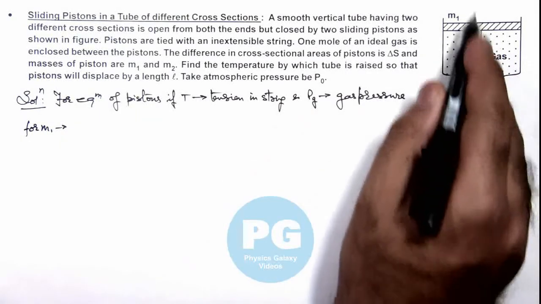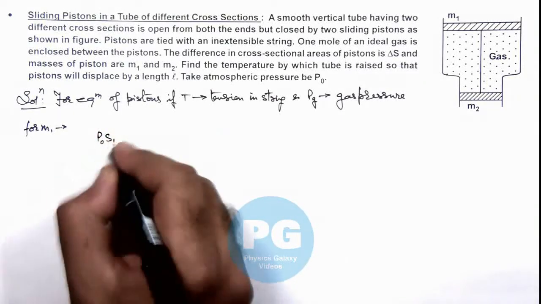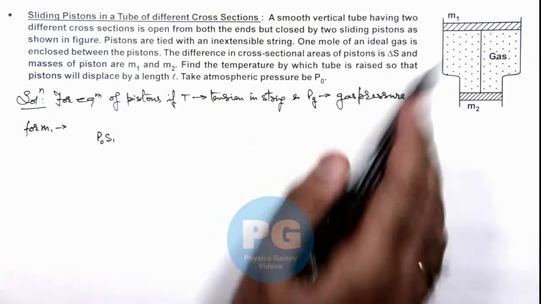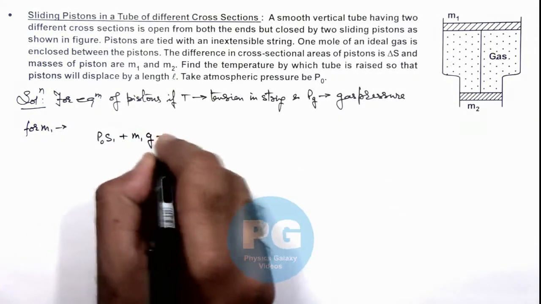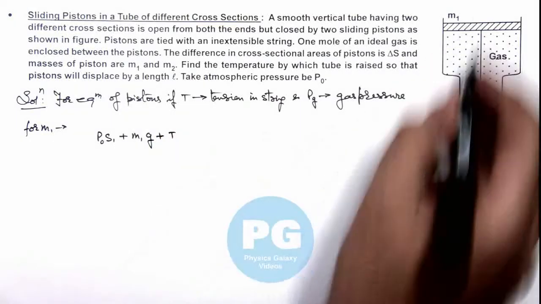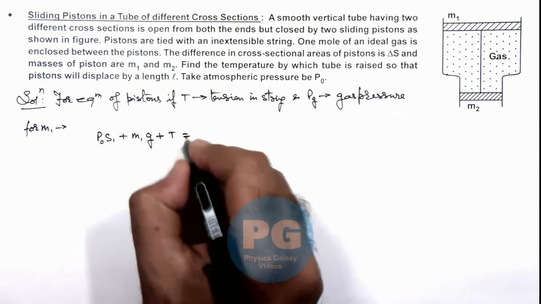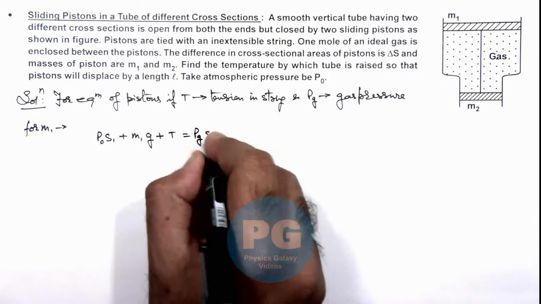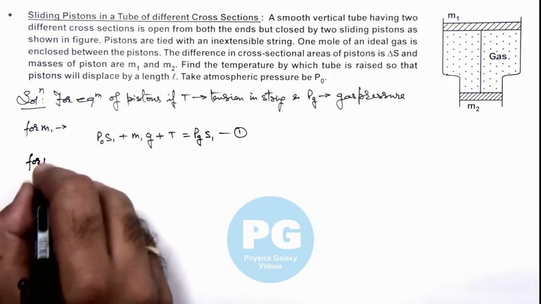On this M1, due to atmosphere, the force acting in the downward direction is P0 S1, if we consider S1 as the area of the first piston. Its weight is also in the downward direction, which is M1G, plus the string tension will also be acting on it in the downward direction, and all downward forces are balanced by the gas pressure force, which is Pg multiplied by S1. Say this is the first equation. And now we can write for M2.